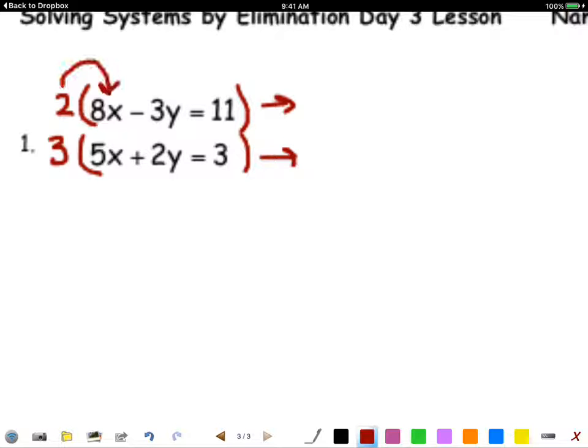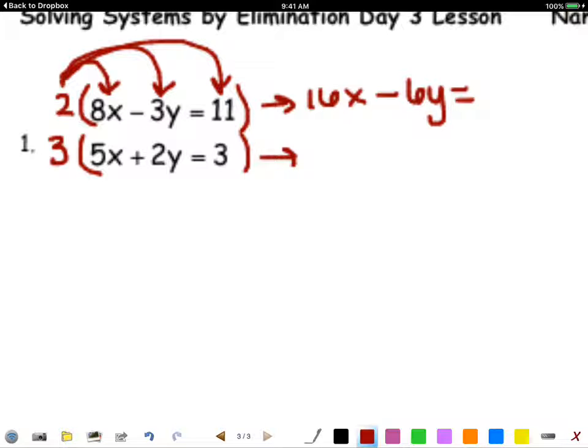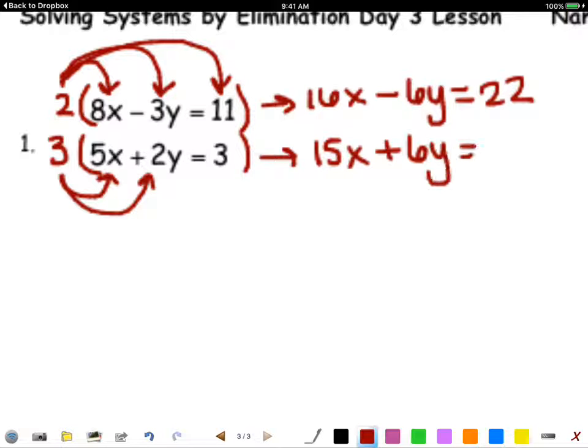2 times 8x would be 16x. 2 times -3y, -6y. And 2 times 11, 22. So all we've done is just distributed that 2 all the way through. Now let's distribute a 3. 3 times 5x is what? 15x. 3 times 2y is 6y. And 3 times 3 is 9, right?